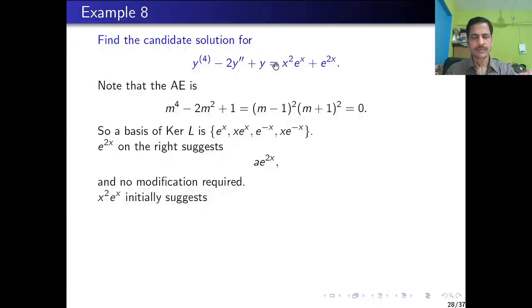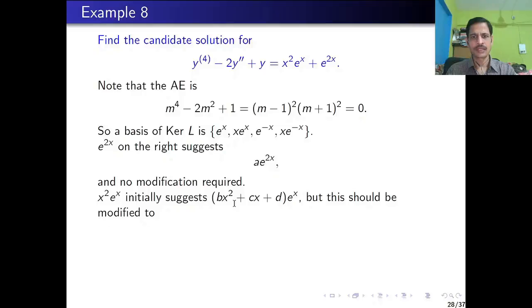The other part, R1(x), which is equal to x squared e raised to x, suggests that the candidate for the particular solution for that part should be q(x) e raised to x, where q(x) is of degree 2, because here x is with power 2. So we have (bx squared plus cx plus d) multiplied by e raised to x, where b, c and d have to be determined by substituting into the differential equation.